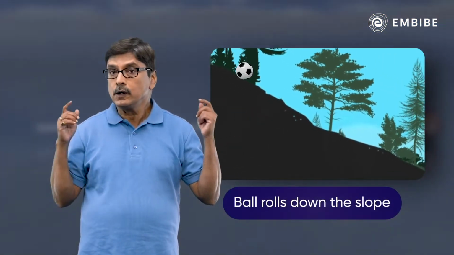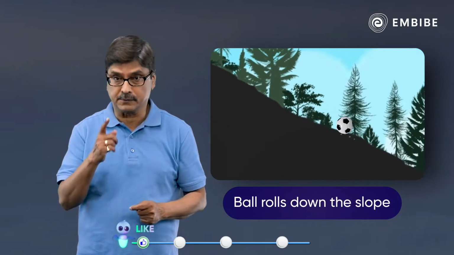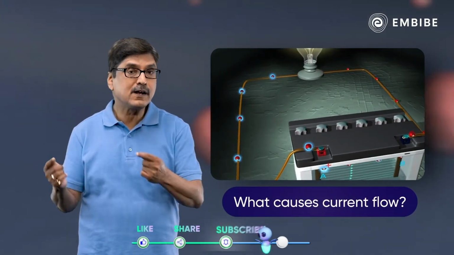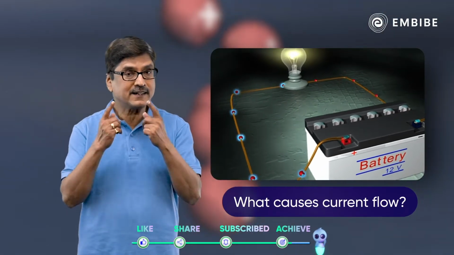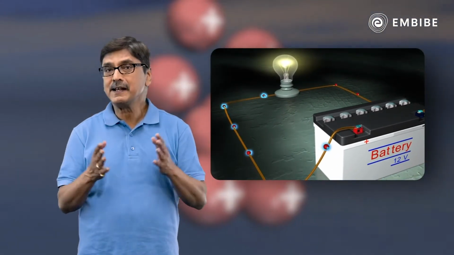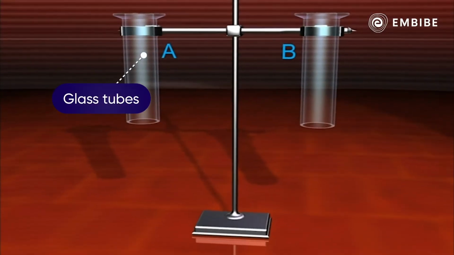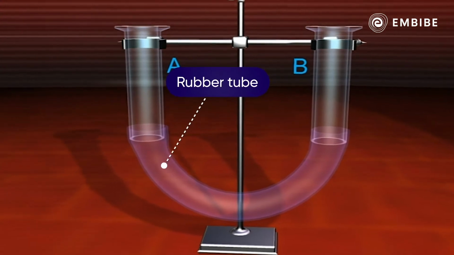A ball will always roll down a slope, not up. Similarly, an electric current will always flow in a particular direction in a circuit. Let's find out how. Take two glass tubes, A and B, and connect their lower ends by a rubber tube.